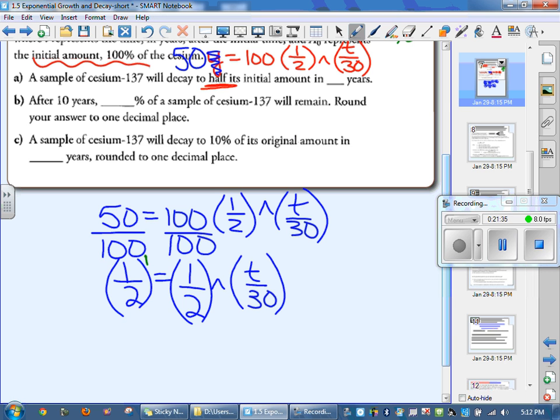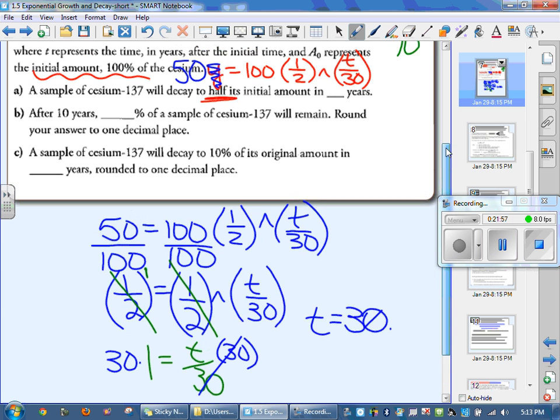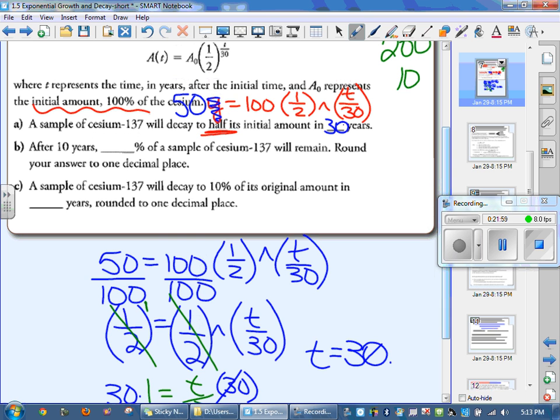Again, our last step when we've got something on the bottom is to multiply it out. So I'm going to multiply out 30 to both sides. So I'm going to get T equals 30. So that means it will be half of its original amount in 30 years. Now, what do you notice about the bottom number? That's how often the half-life happens. So the 100 is going to cut in half in 30 years.